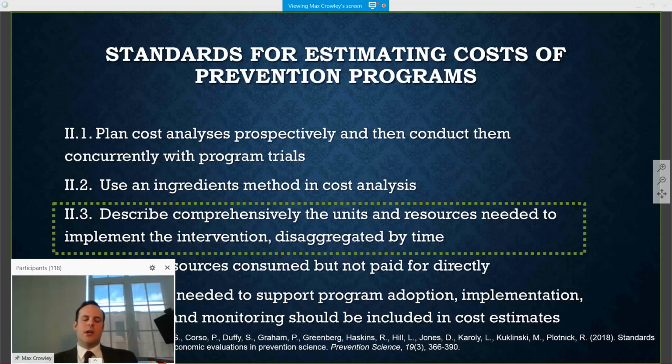But today what I want to focus on is standard 3, in particular, the need to describe comprehensively the units and resources needed to implement an intervention, as well as disaggregating it by time. So in addition to, for instance, what many folks have recognized as best practice in terms of using an ingredients-based method, this particularly pertains to prevention programs. The importance of recognizing both time as well as the different resources needed to support program implementation of prevention programs, which often are operating outside of existing infrastructure or formalized infrastructure. And so the need to focus on not only the direct implementation costs, but the infrastructure costs that surround them become particularly important.